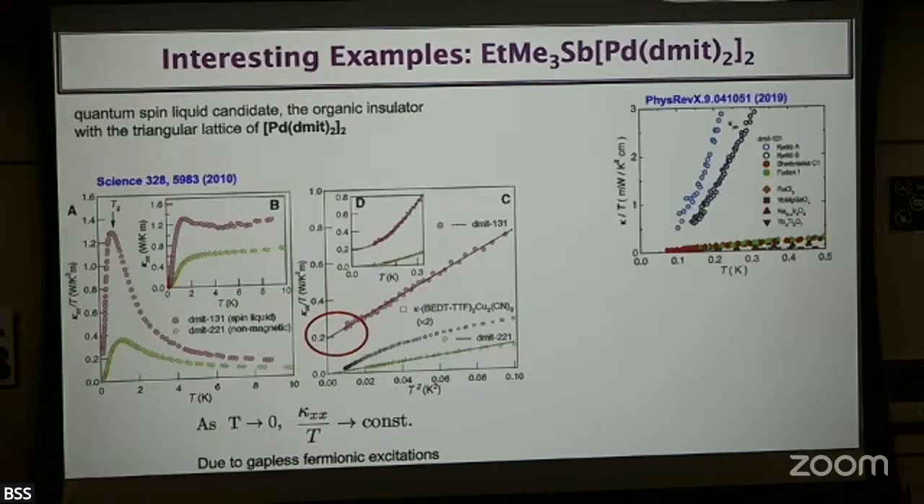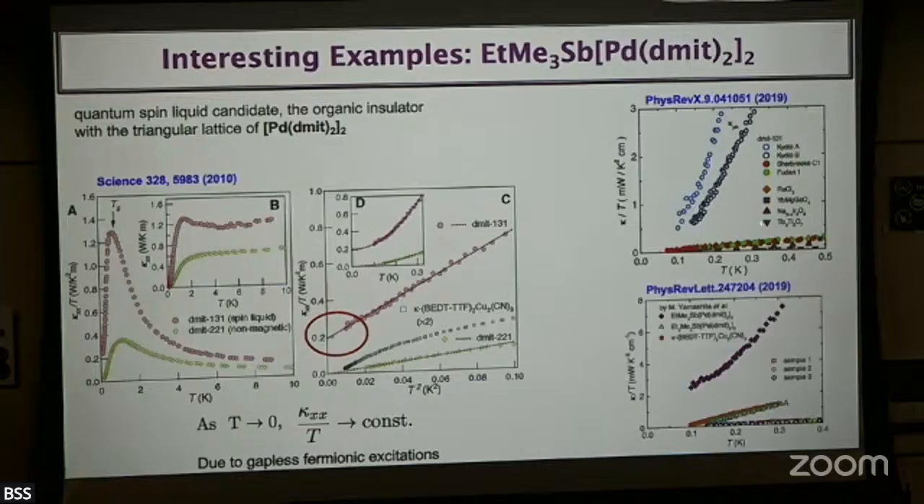Sadly, or luckily for us, in 2019 this experiment was completely revisited by multiple groups. This data was not reproduced, and this data corresponds to over here. All the other samples just stay down here, including the non-magnetic analog. All the samples basically do not show any thermal conductivity.